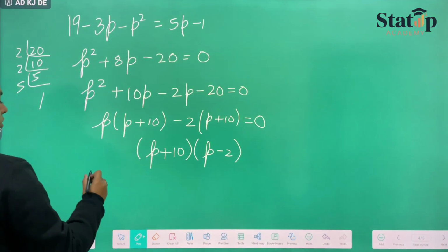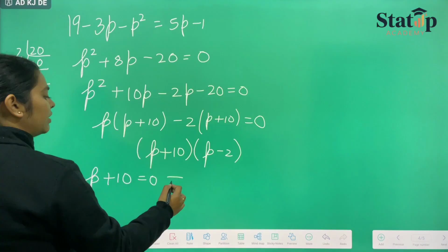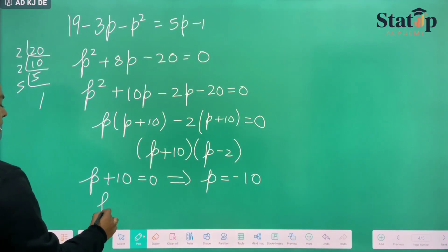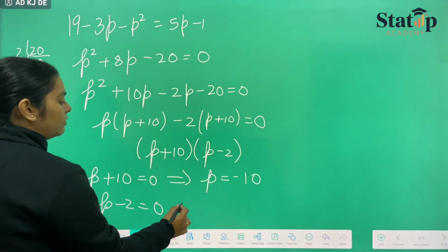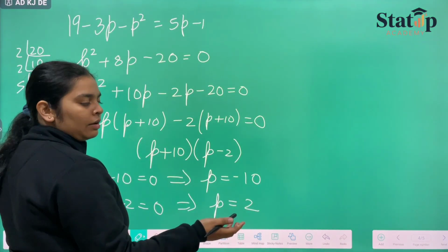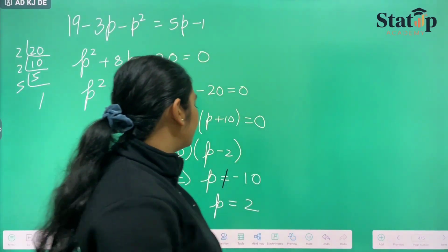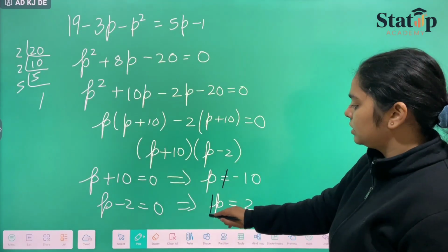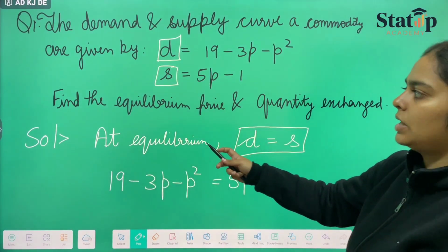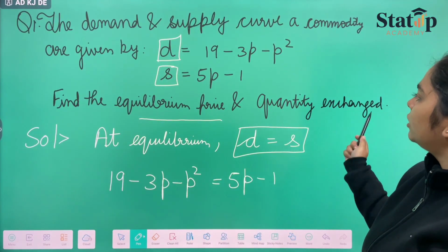Now putting them equal to 0, if we put p plus 10 equals to 0, then we will get p is equal to minus 10. And if we put p minus 2 equals to 0, then we will get p is equal to 2. Since price can never be negative, we deny this and we say that p is equal to 2, price is equal to 2. The question has asked to find the equilibrium price, which is equal to 2. Now, and the quantity exchanged.